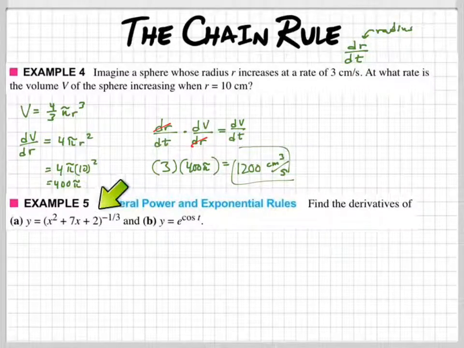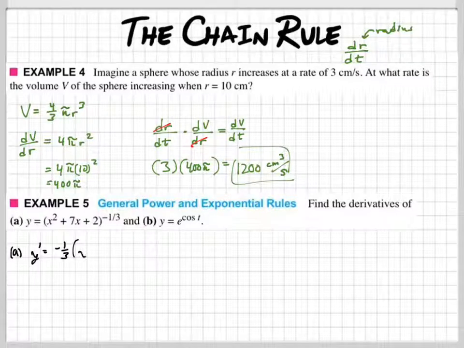Okay, these are what most of your chain rule type problems are going to look like. So here our outside function is going to be this negative 1/3 power. So let's write it. It's going to look nasty. I don't think this one simplifies nicely. So y prime is going to be negative 1/3 at the beginning. Then we have x to the second power plus 7x plus 2.